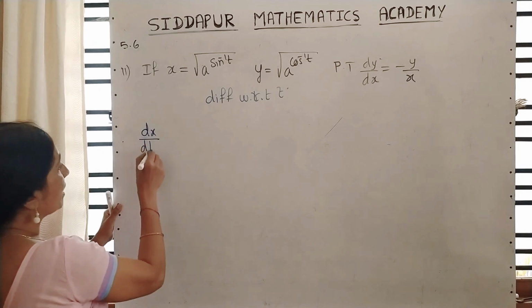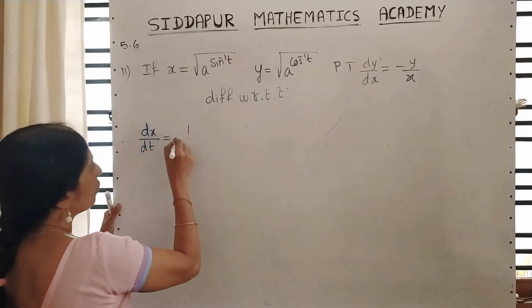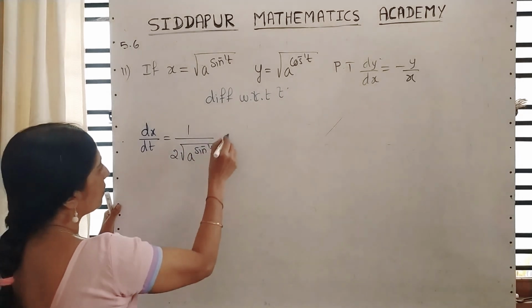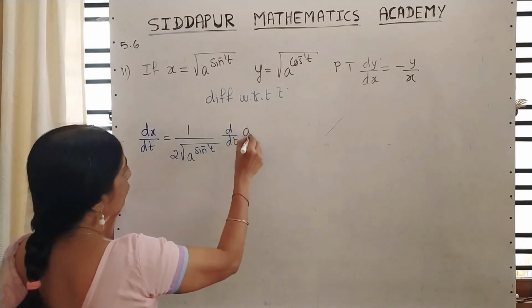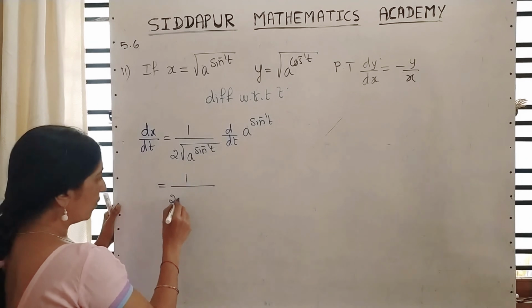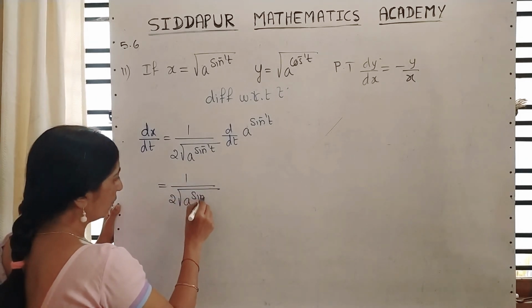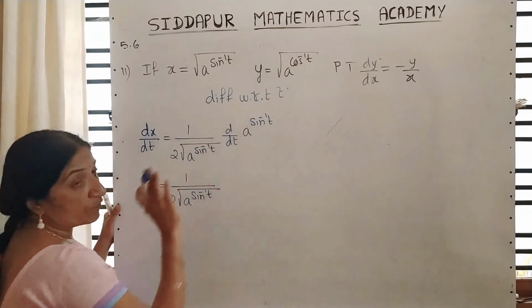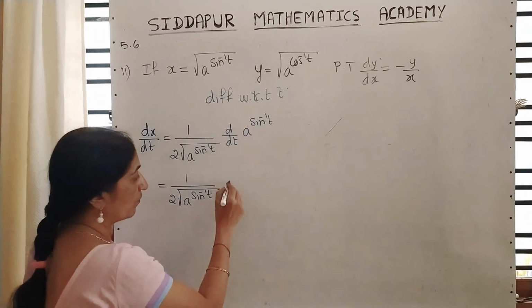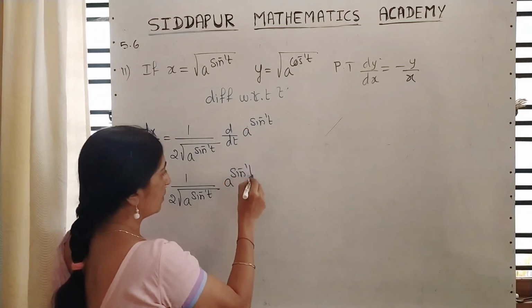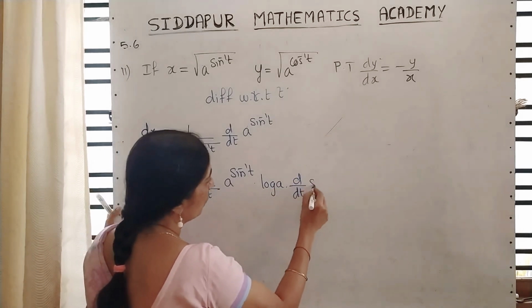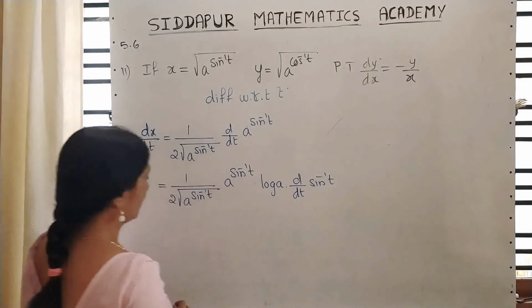dx/dt is equal to the derivative of the first root. Differentiation of root is 1 upon 2 root a raised to sin inverse t, into differentiation of a raised to sin inverse t. What is the differentiation of a raised to x? It is a raised to x into log a. It is in that form. So a raised to sin inverse t into log a into differentiation of sin inverse t.